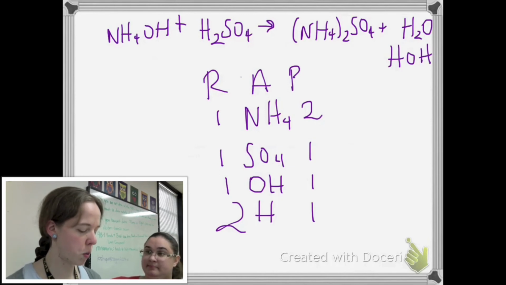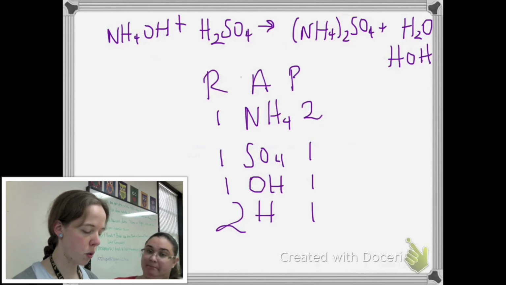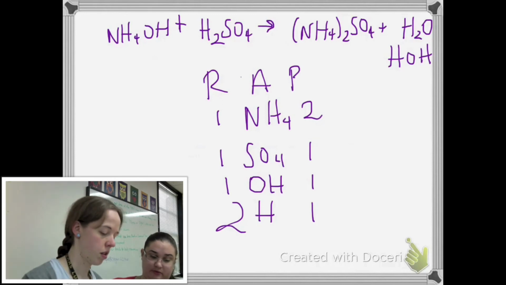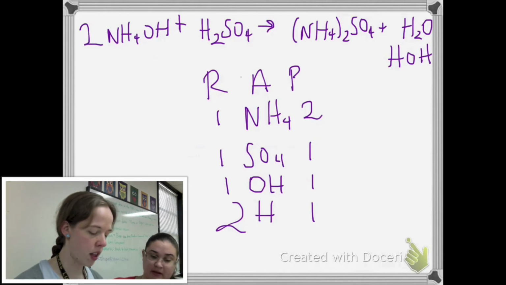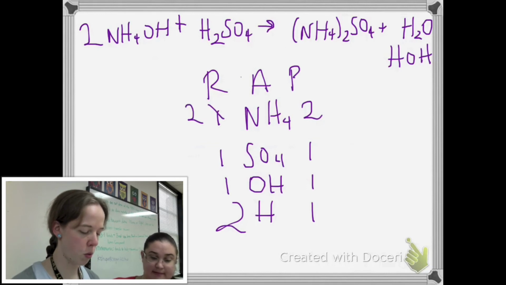Okay. So which one do we want to fix first? NH4. I've got 2 NH4s on my product side, so what do I need on my reactant side? I need to put a 2 in front of the NH4. So what does that change? That gives me 2 there. What else does it give me 2 of? It gives me 2 OHs.